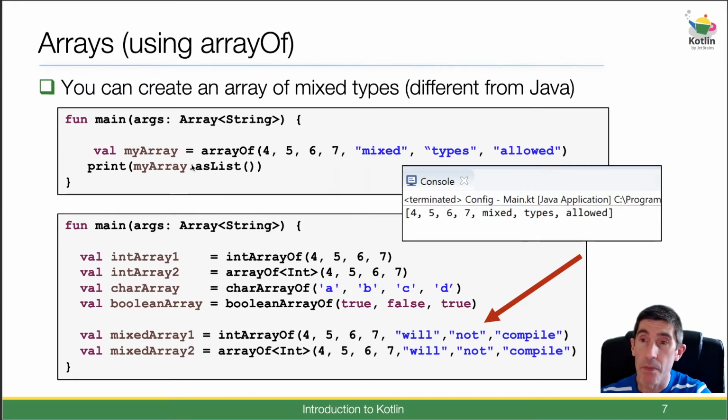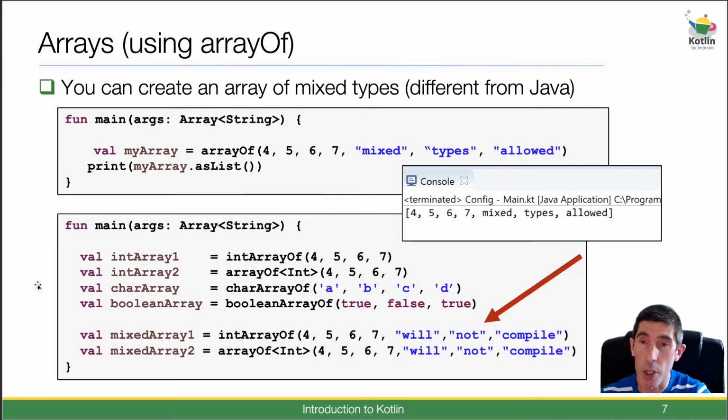If we print it out, calling our asList function again, there we get 4, 5, 6, 7, and then mixed types allowed, which is really nice.